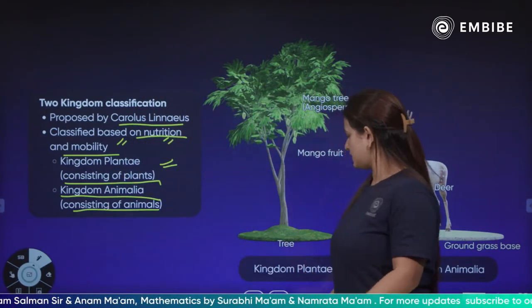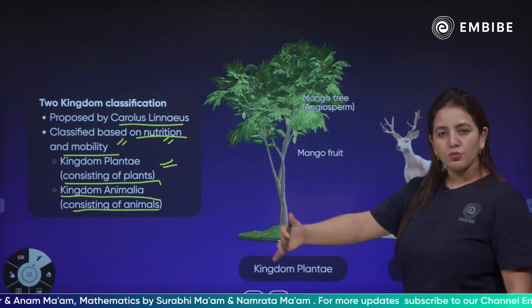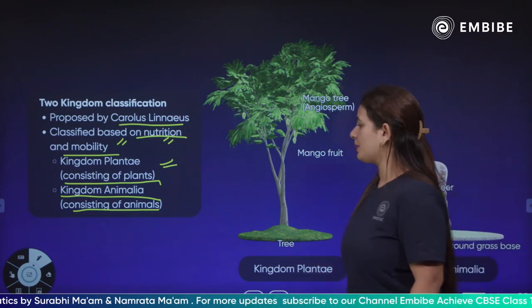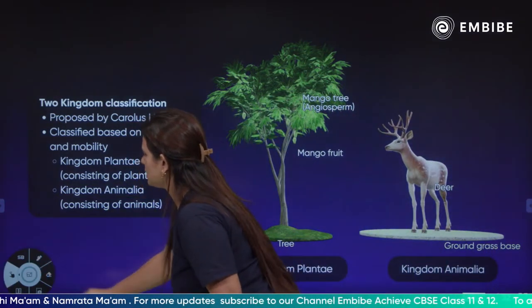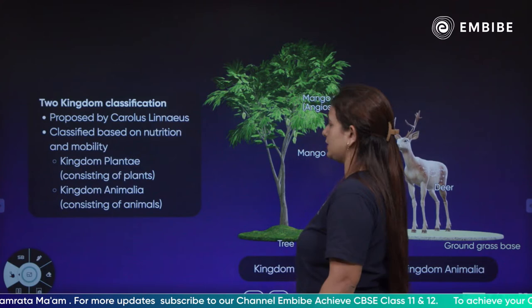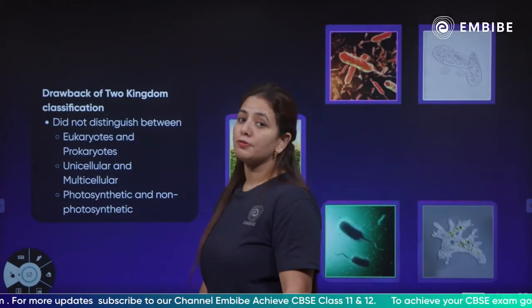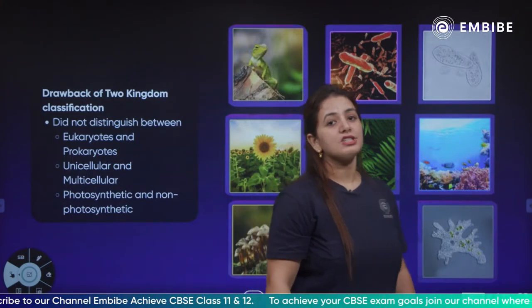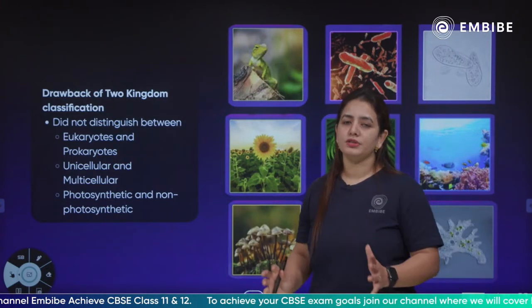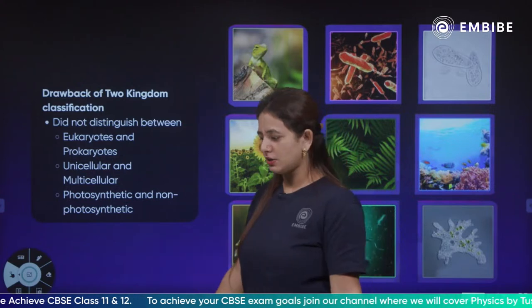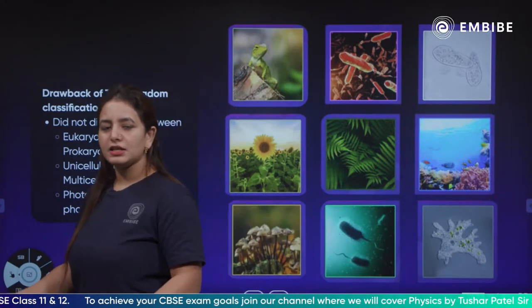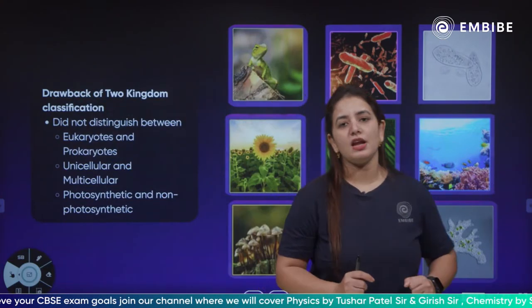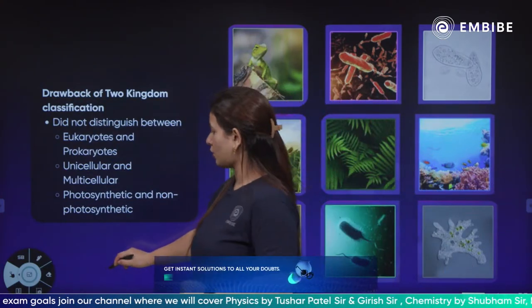Okay, the very next thing, of course, now we are going to improve more. Yes, the other classification came into the limelight, which is a little more advanced than the two kingdom classification. But before that, let us know why this two kingdom classification was rejected. What was the drawback of this two kingdom classification? Everything has a drawback. Not everything is perfect, every research is not perfect. So the two kingdom classification has its own drawbacks. And what were the drawbacks?